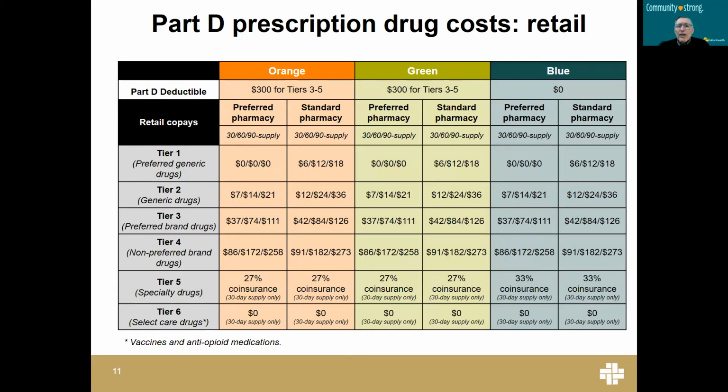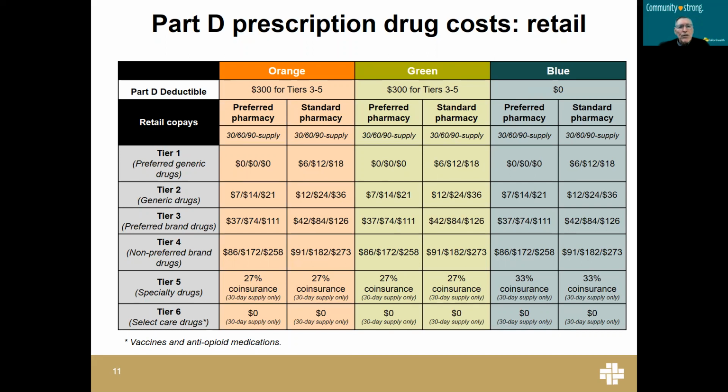So let's take a look at the prescription drugs. With the prescription drug options, they are available for both retail and mail order. On this slide, we're going to review the Part D prescription drug costs for preferred and standard retail pharmacies. You notice at the top, we have listed that there is a deductible on the orange and green plans of $300 for the tiers 3, 4, and 5. The Blue Plan has no deductible for prescription drugs.